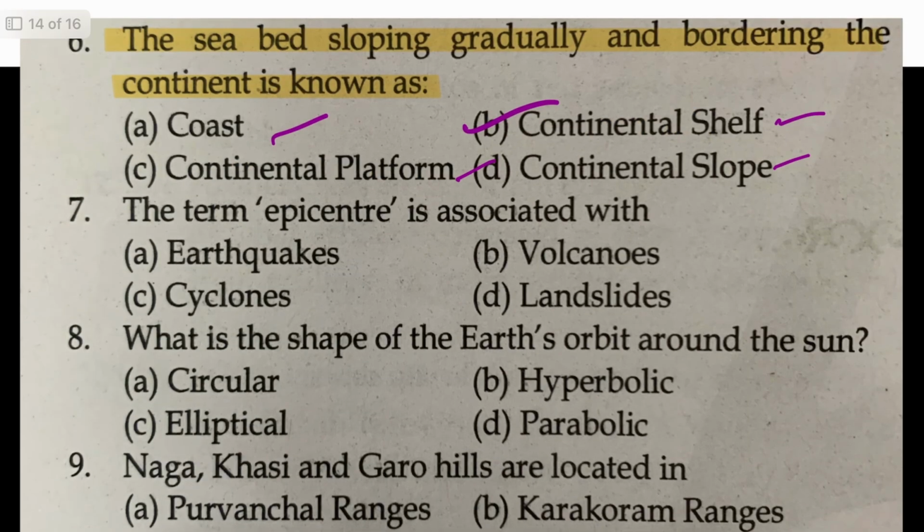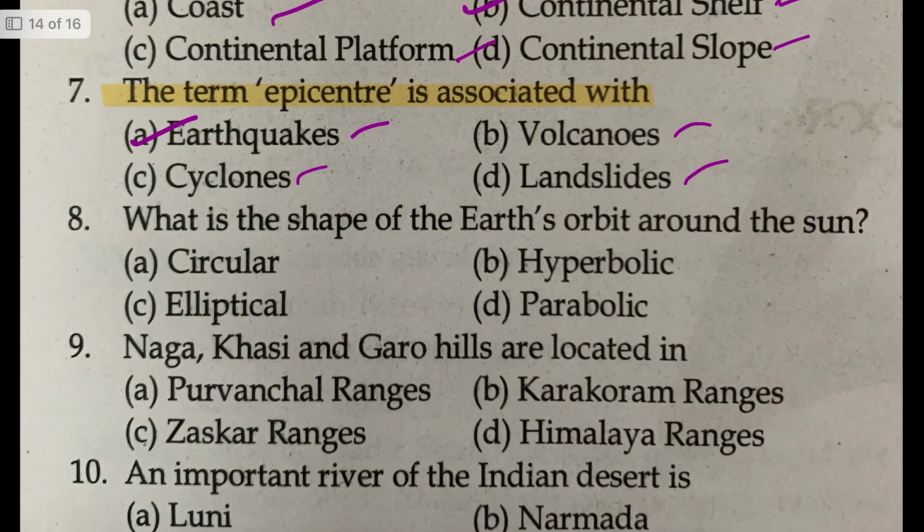Question number 7. The term epicenter is associated with earthquakes, volcanoes, cyclones, landslides. The answer is A, earthquakes. Epicenter is a point on Earth's surface that is directly above the hypocenter or focus, the point where an earthquake or underground explosion originates.